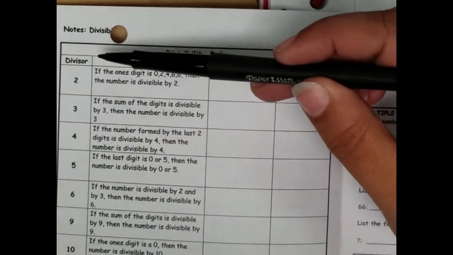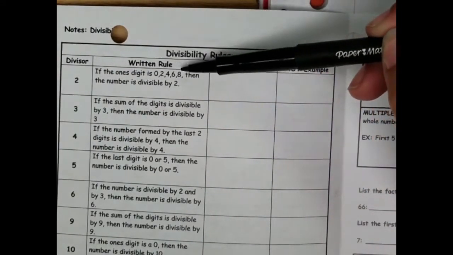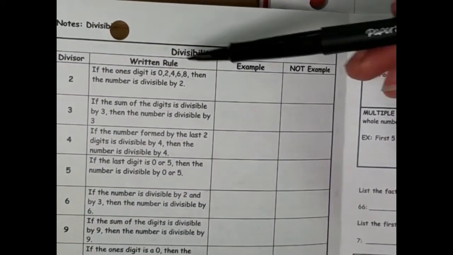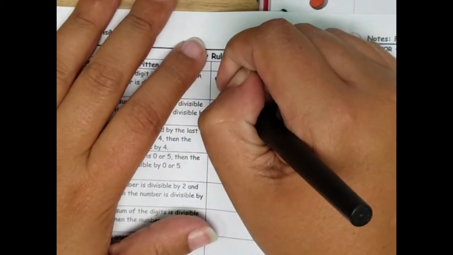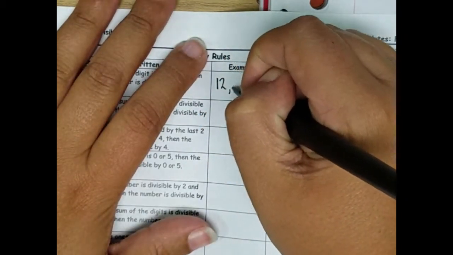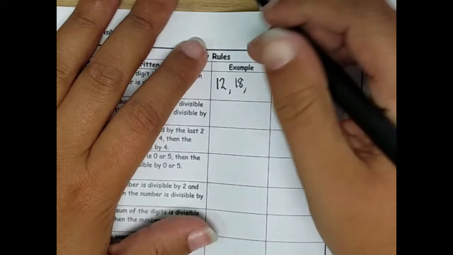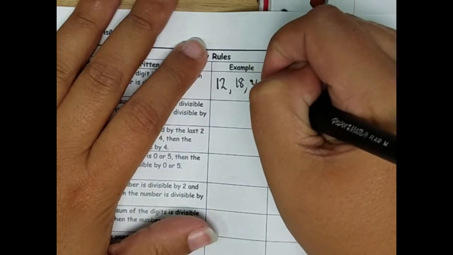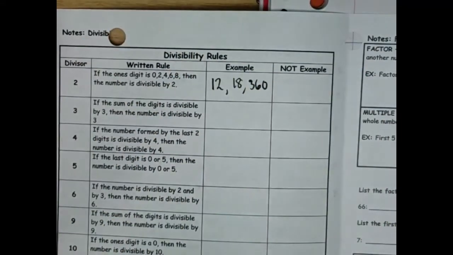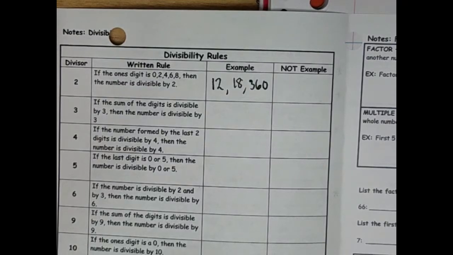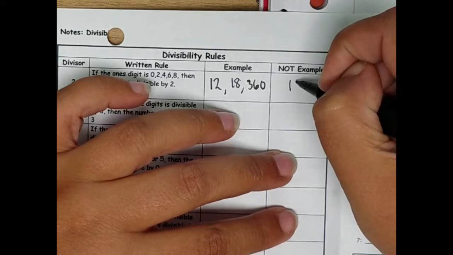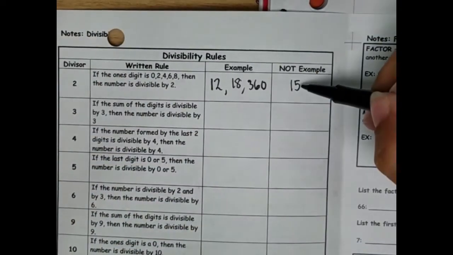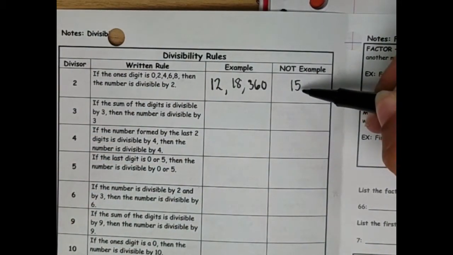So if the ones digit is a 0, 2, 4, 6, or 8, so it's an even number, then the number is divisible by 2. So examples, we could give 12, 18, 360. All those are divisible by 2. A non-example, 15. 15, the 5 in the ones place is not an even number, so it cannot be divided by 2.